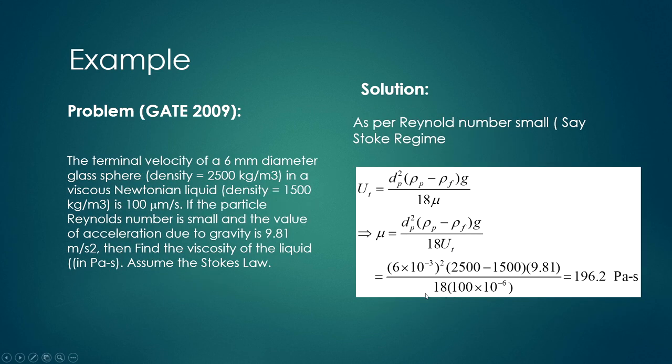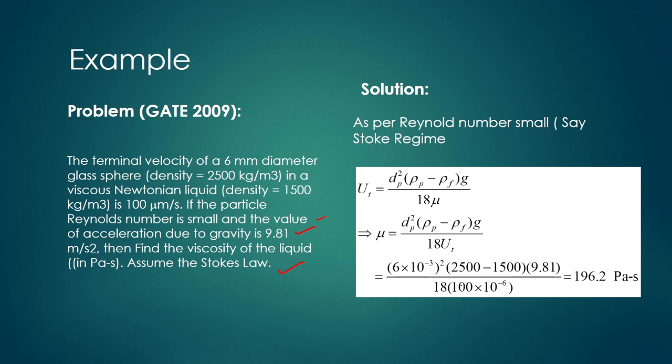Another problem based on this terminal velocity is given in GATE 2009. The terminal velocity of a 6 millimeter diameter glass sphere whose density is 2500 kg per meter cube, in a viscous Newtonian liquid whose density is 1500 kg per meter cube, is 100 µm/s. If the particle Reynolds number is small and the acceleration due to gravity is 9.81 m/s², then find the viscosity of the liquid.